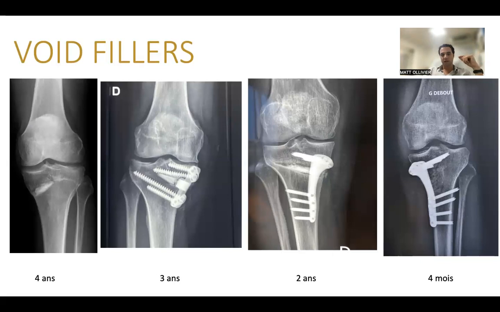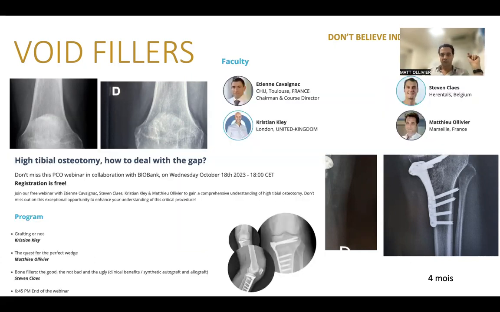Void fillers, I would say, don't believe industry partners. They are always misleading you. 4 years, no resorption. 3 years, no resorption. 2 years, no resorption. 4 months, bone blocks, allograft, complete resorptions. Don't believe synthetics. Use the real one. Don't use the copy.